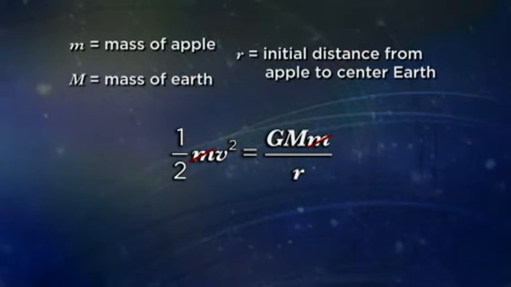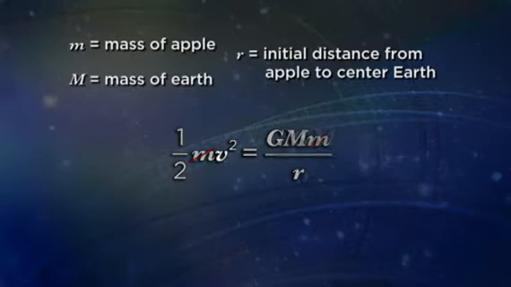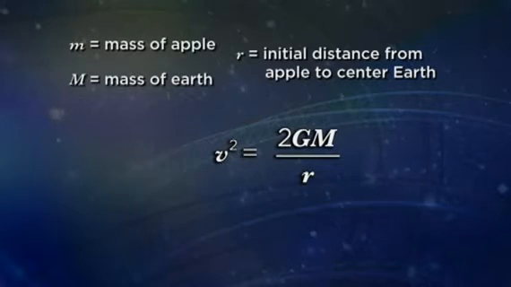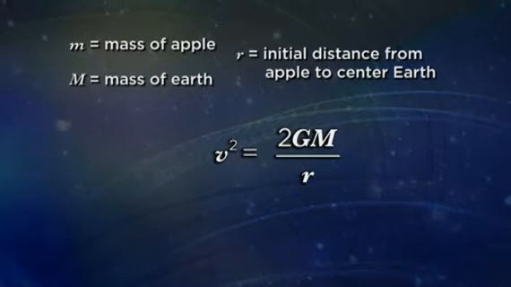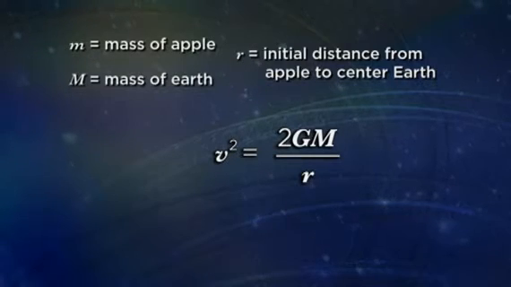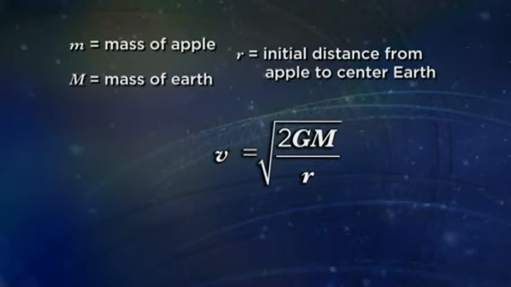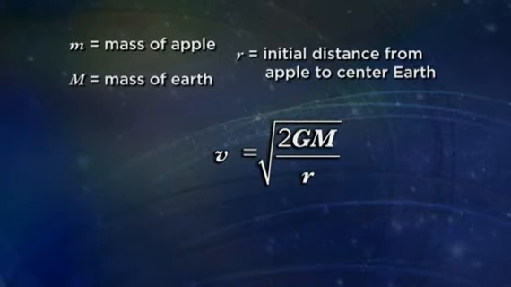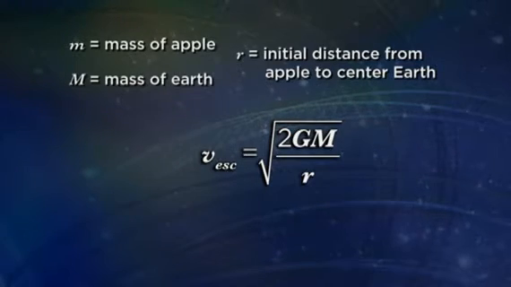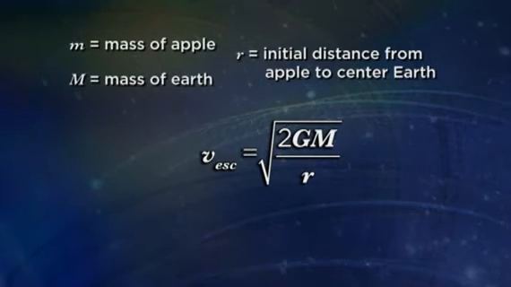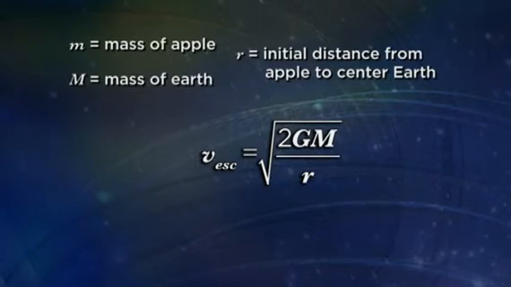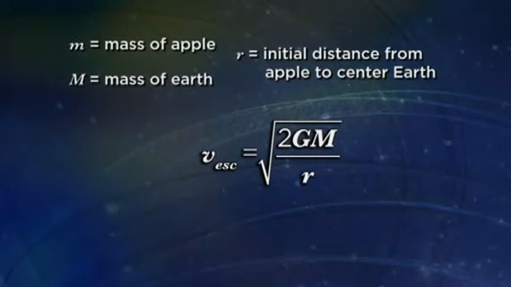If we multiply our equation by 2, we wind up with v squared equals 2 times G times big M over r. And now we take the square root to find the escape speed, which we will now rechristen by calling it v sub escape. V escape equals the square root of 2 times G times big M over r.